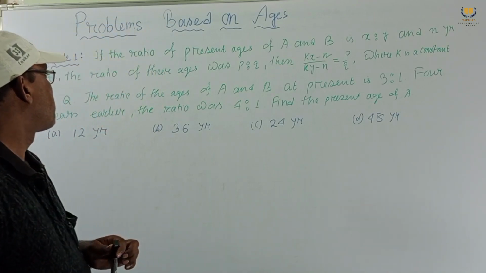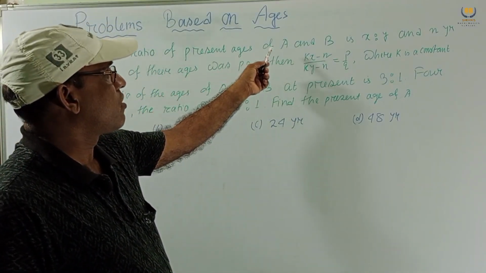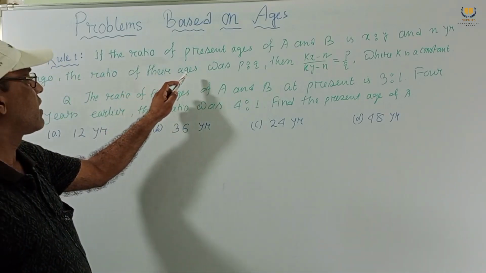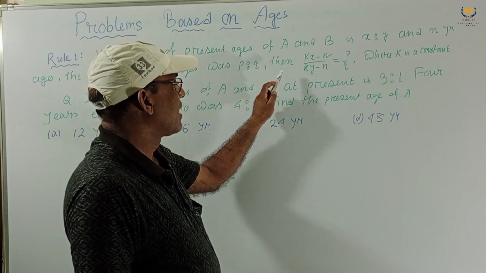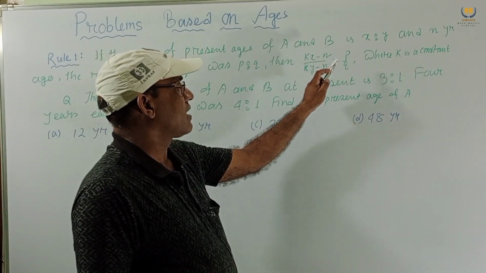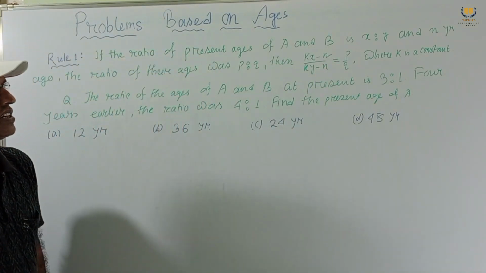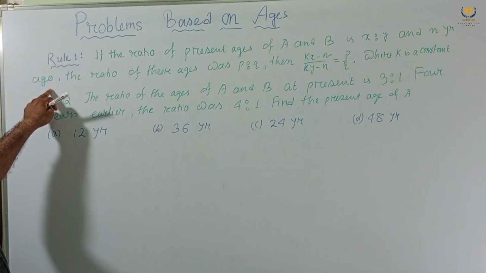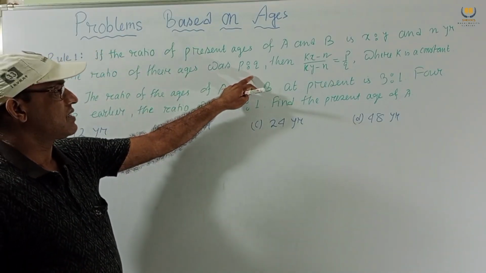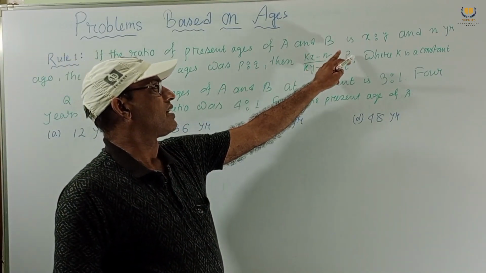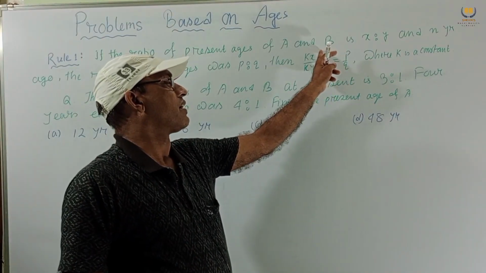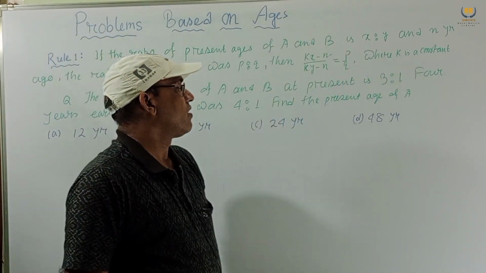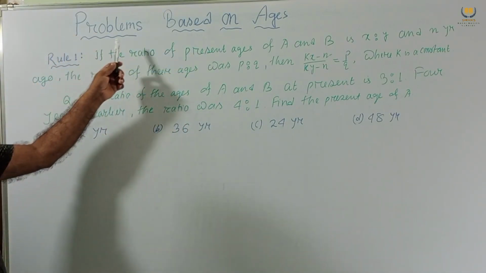First we consider rule 1. If the ratio of the present ages of A and B is x is to y, and n years ago the ratio of their ages was p is to q, then (kx minus n) by (ky minus n) equals p by q, where k is a constant. So here the present ages of A and B are in the ratio x is to y, and n years ago the ratio was p is to q. Then n is subtracted: kx minus n, ky minus n, and the new ratio is p by q, where k is a constant. This is our main rule.